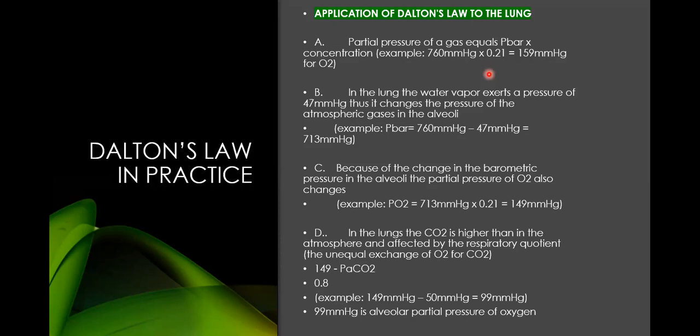So now PO2 is 713 times 0.21. Listen up: at first, to find the pressure of oxygen in the atmosphere, we had to say 760 times 0.21. But now we took out the water pressure, and that left us with 713. So now to find the pressure of oxygen in the alveoli, we say 713 times 0.21, and that gives us 149.